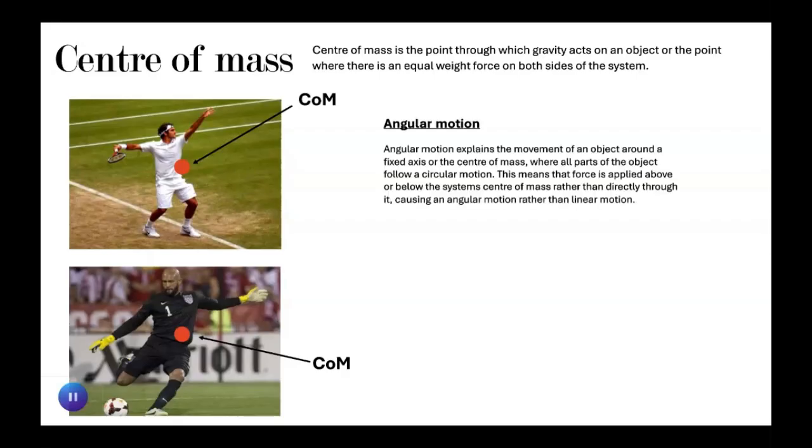Angular motion explains the movement of an object around a fixed axis or the centre of mass, where all parts of the object follow a circular motion. This means that forces applied above or below the system's centre of mass, rather than directly through it, cause angular motion rather than linear motion.